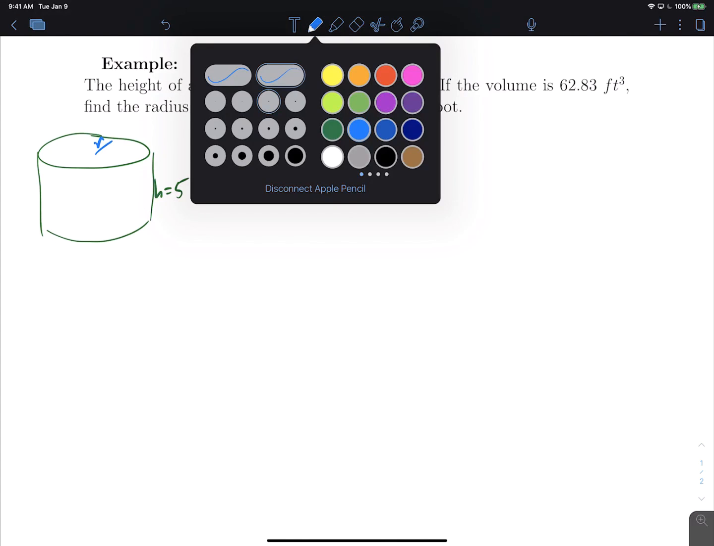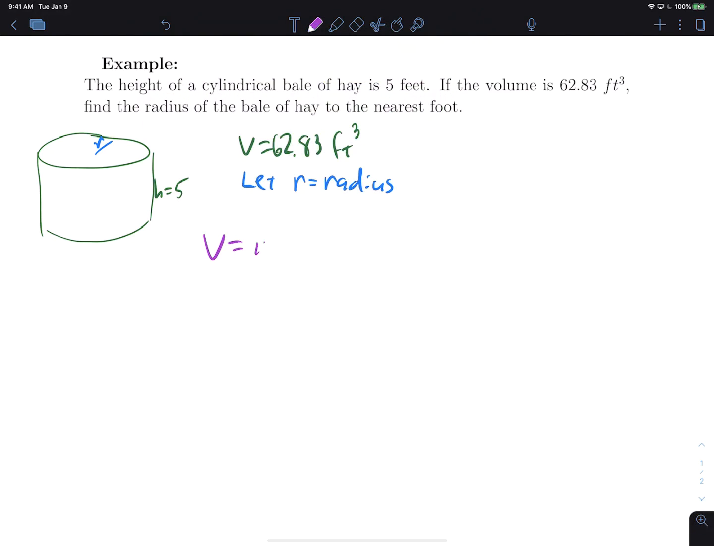Using the formula, we have the volume equals pi r squared h. So the volume is 62.83, which gives me 62.83, which is pi times r. We don't know r, so it's just r squared. Then times your height, which is 5. And this is actually a pretty easy equation to solve. Notice that we have 5 and pi. They're both just constants multiplying by r squared.